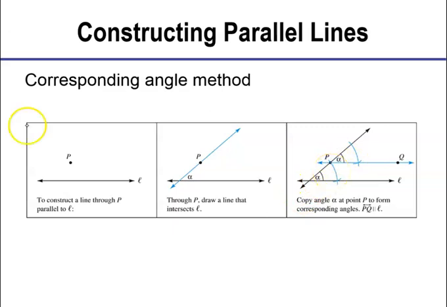But let's get started. Notice the first box shows exactly what we're starting with. Notice this is identical to what we started with last time. We have a line L, which we could draw on our own if we needed to, and a point P.